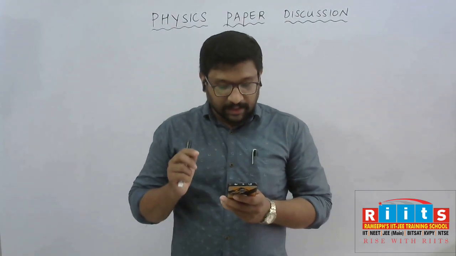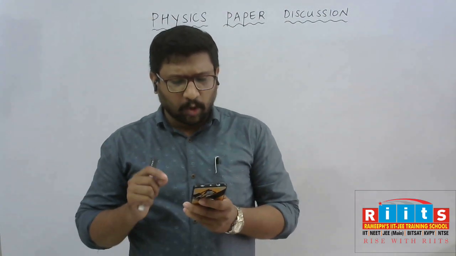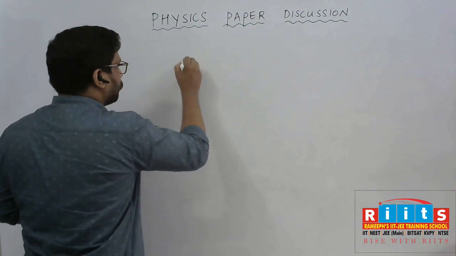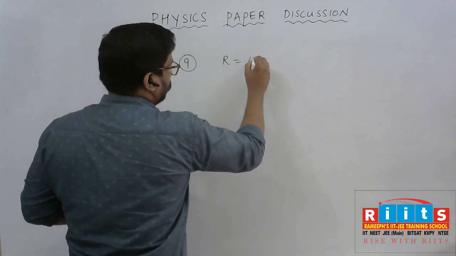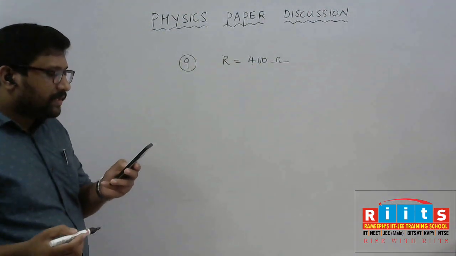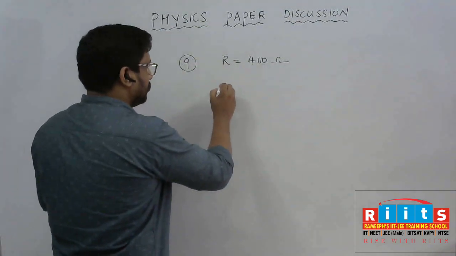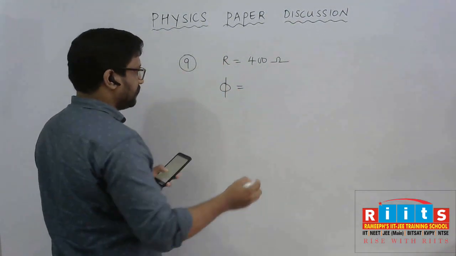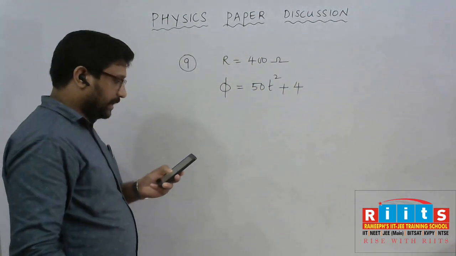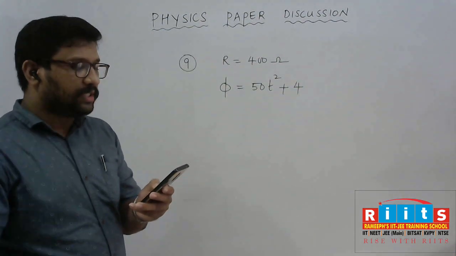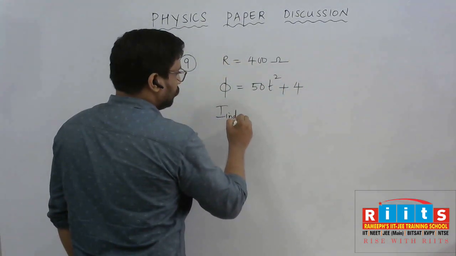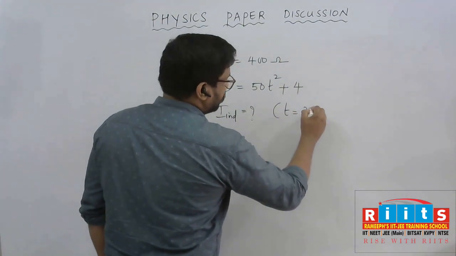Okay, let's discuss question number 9. A coil of resistance 400 ohm is placed in a magnetic field. So the resistance of the coil is given as 400 ohm. If the magnetic flux linked with the coil varies with time, the variation of flux as a function of time is given as 50 t squared plus 4. Then they are asking what is the induced current in the coil at t is equal to 2 seconds.